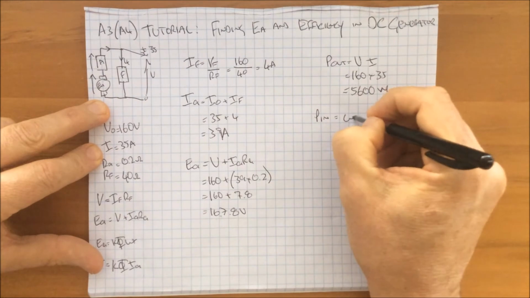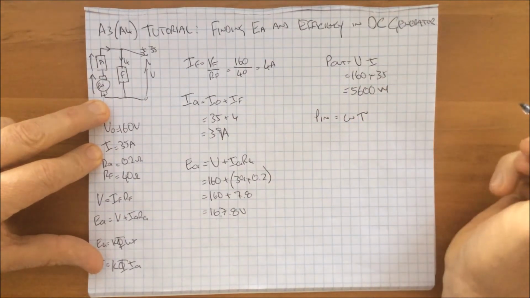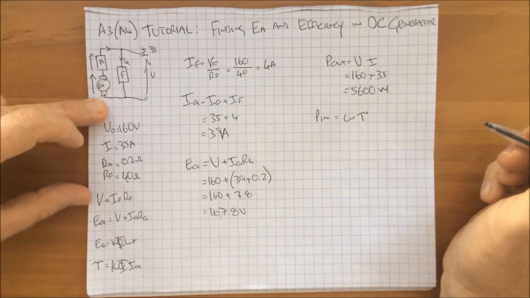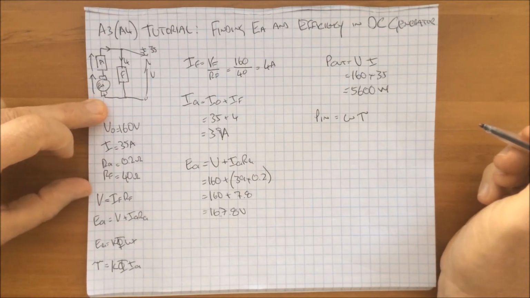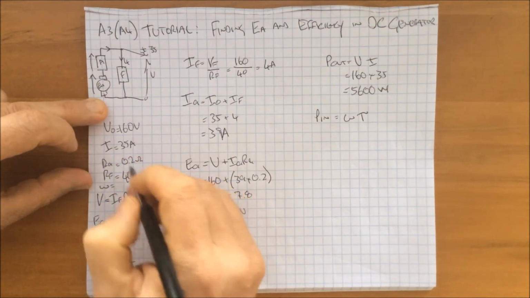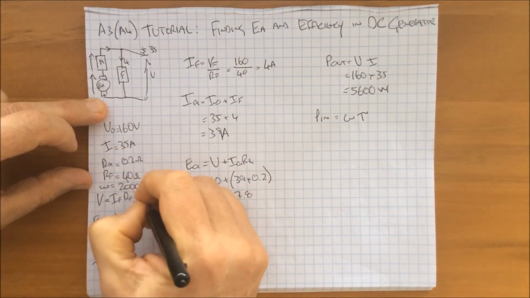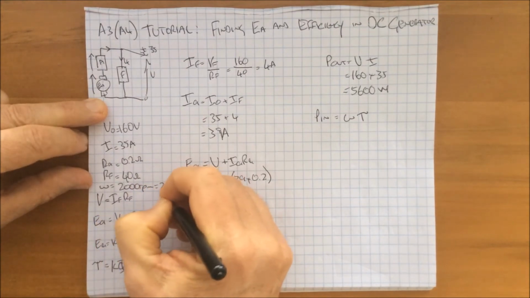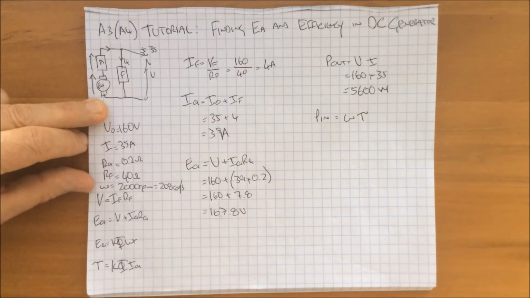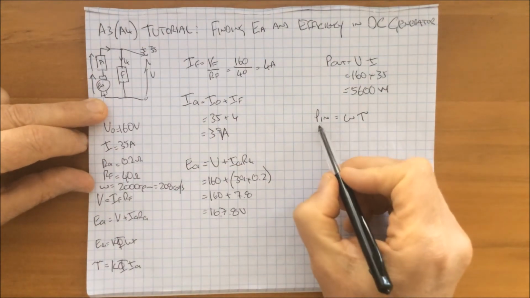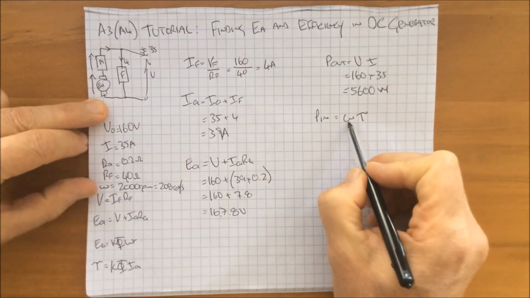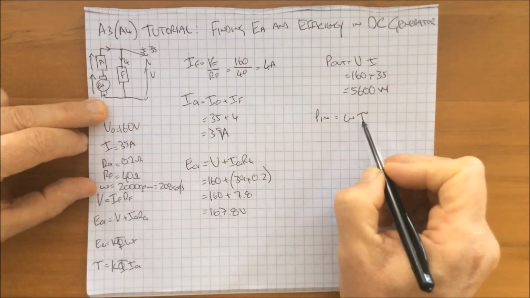To find out what the input power is, we need to know rotational speed and the torque. I didn't give a theorized rotational speed. We're going to assume that the rotational speed is 2000 RPM, and that's the same as saying 200 radians per second. So, to find the input power, we need rotational speed and torque. We've got rotational speed because I just made it up.